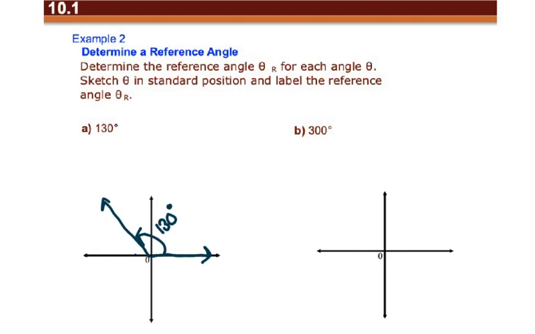The reference angle must always be drawn from the terminal side to the x-axis, so we must draw it here. And at this point, it's a little bit of common sense to figure out the actual angle. We know that this angle here would be 180 degrees. So 180 minus 130 would tell us that the reference angle would be 50 degrees.